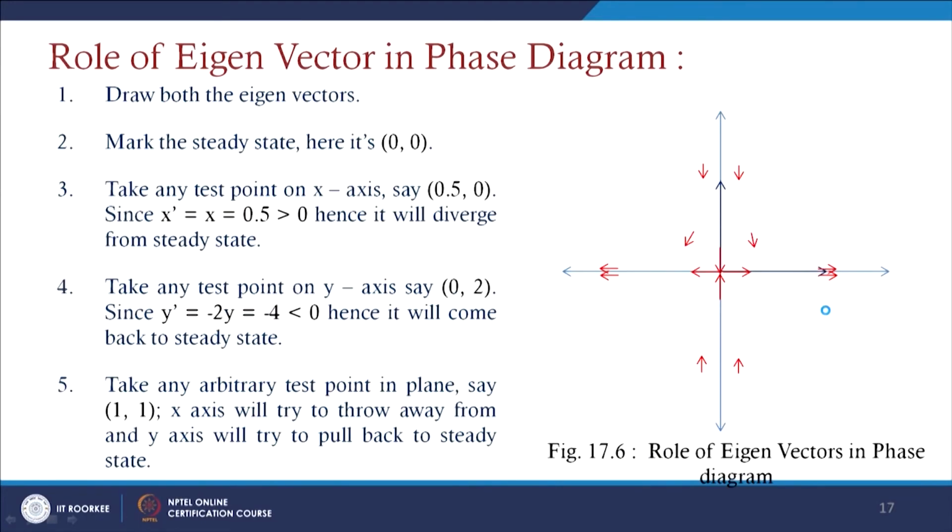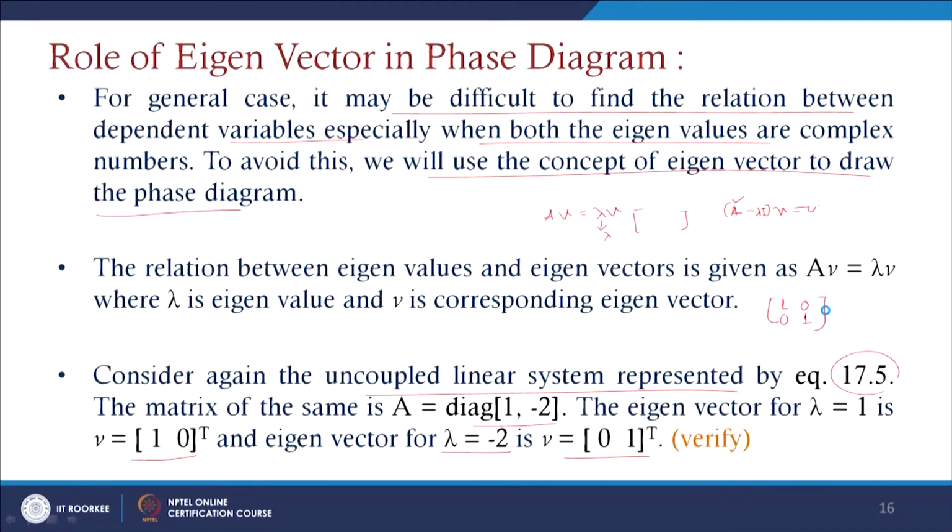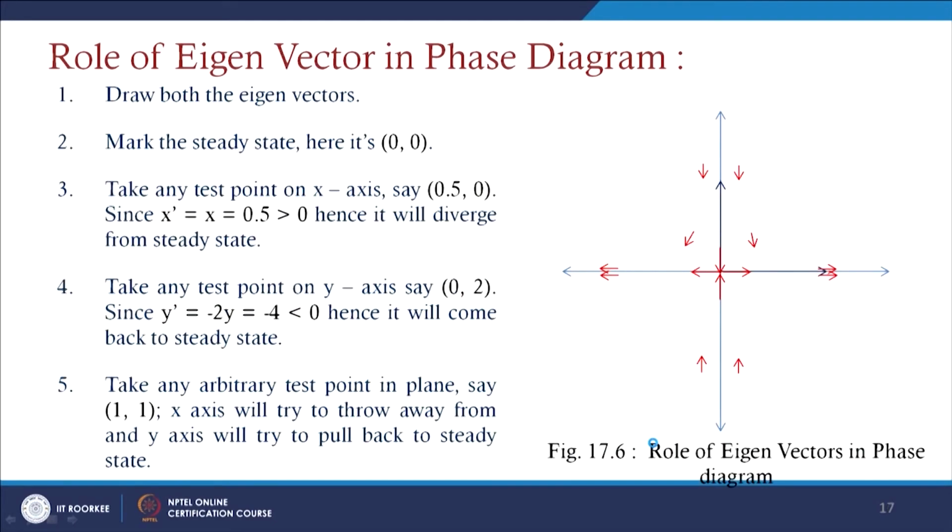And if you draw these eigenvectors, in the first case this is nothing but the x axis, that is x equals 1 and y equals 0. In the second case, this is nothing but x equals 0 and y equals 1, that is the y axis. So if you draw these eigenvectors, the steady state is achieved at 0 0, and both these axes, the x axis and y axis, represent these vectors.